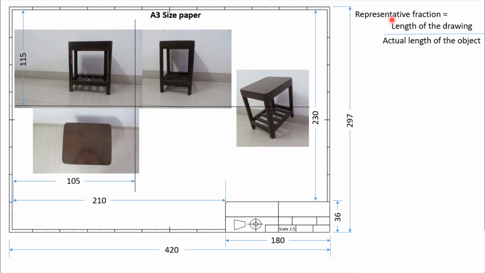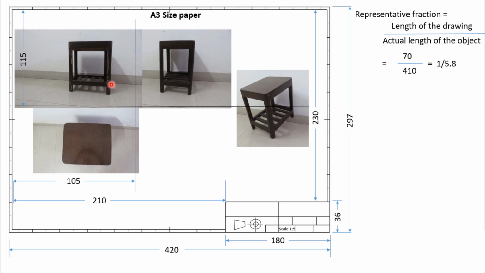So now we can calculate the representative fraction as equal to the length of the drawing divided by the actual length of the object, which is equal to the length of the drawing is 70. So here I have decided that I will use about 70 millimeter for this height. Okay. So I assign this dimension as 70 divided by 410. 410 is the actual length of the object.